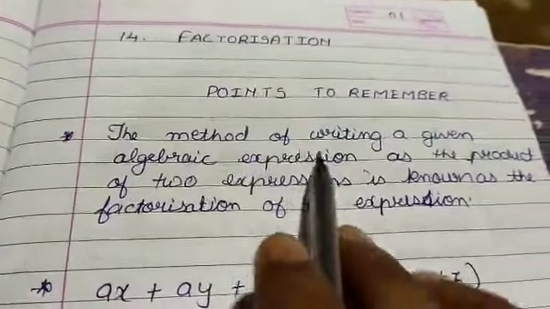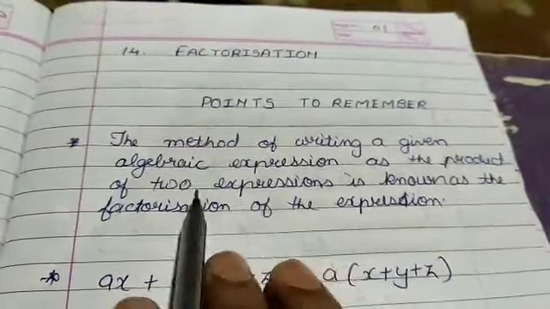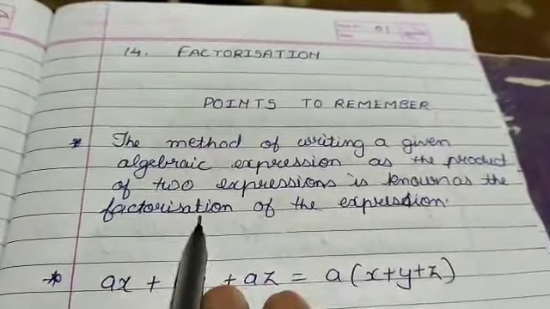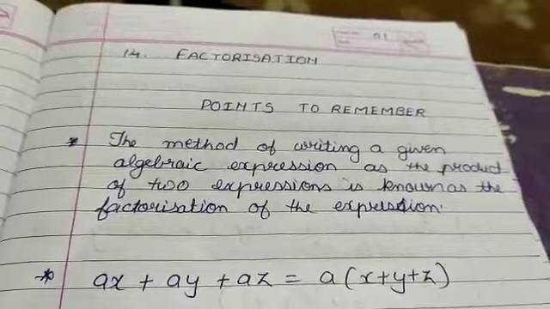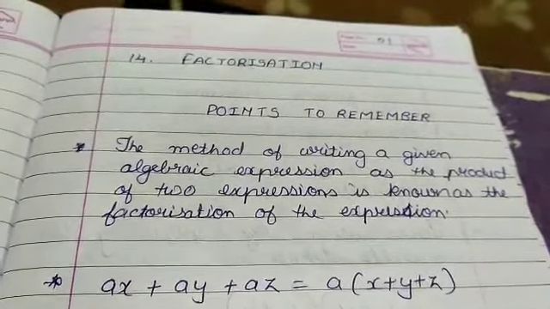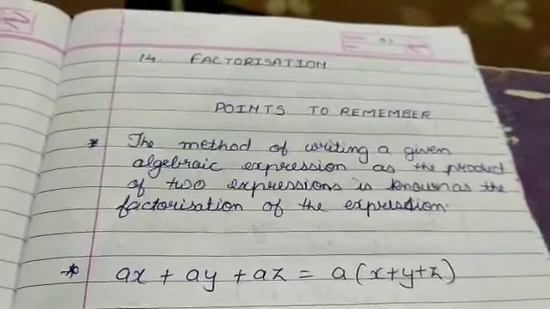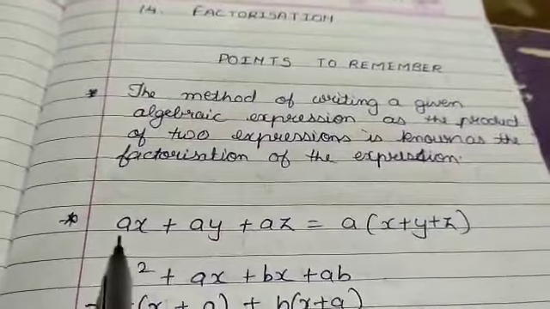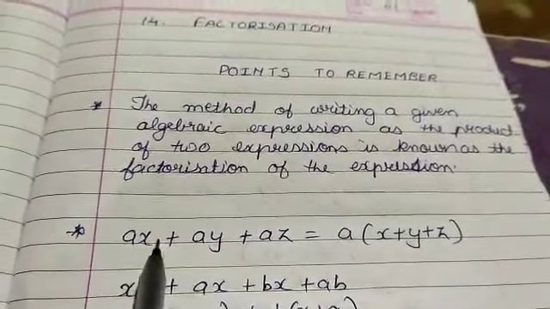Now the method of writing a given algebraic expression as the product of two expressions is known as factorization of the expression. Means, dear student, what is factorization? It is just a product of two expressions which is known as a factorization of the expression. Now see here the example. See the product of two expressions here.